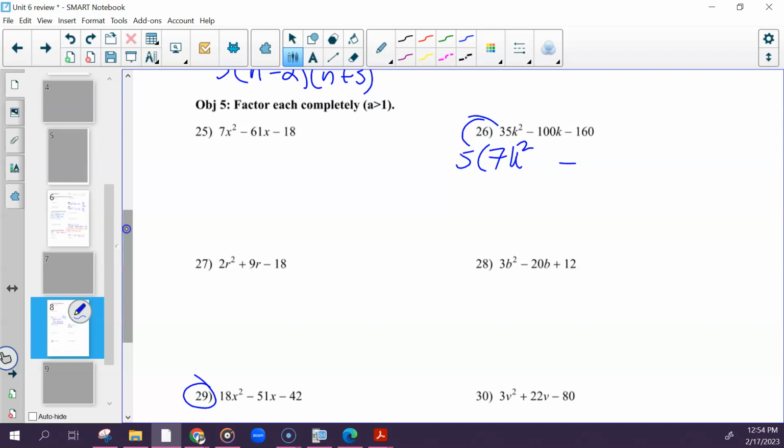Minus? 20. Yes, 20. 3K. Minus? 80. I don't think that's 80.